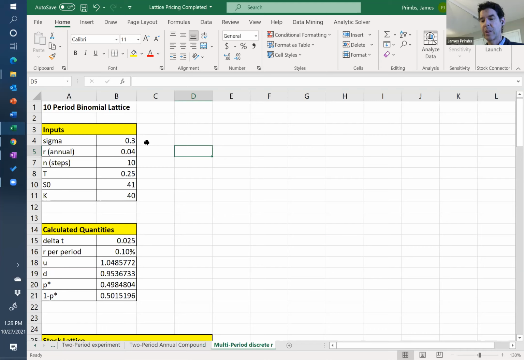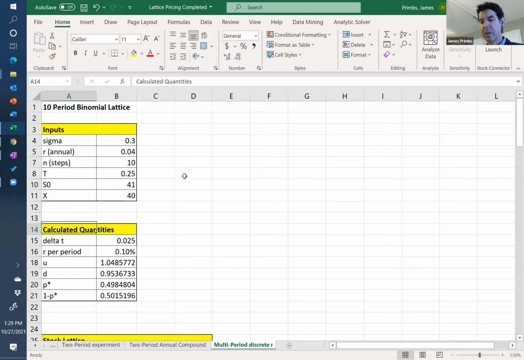So what are the inputs? The inputs that you're typically going to start with are that sigma: how volatile is the stock? An annualized risk-free rate, right? How many steps? Here I'm doing a 10-period lattice. What's the time to expiration? This one's a quarter of a year. And then I've got the stock price and the strike price. Sorry, that's K there. Sometimes the strike is also called K, and now we're using X here.